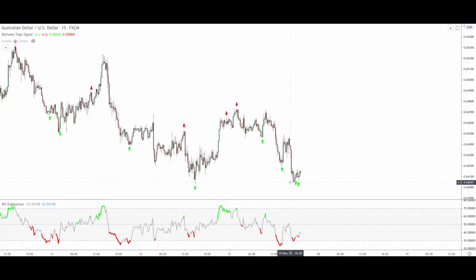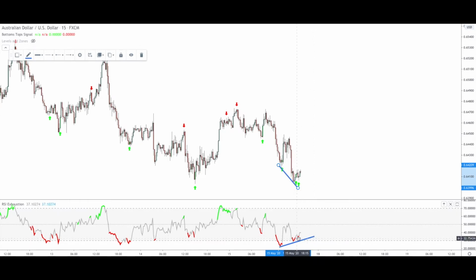Why do I believe this? Well, because in fact we have two bottoms here from the bottom stop signal indicator, and then we also have what we really like to see, which is divergence. As you can see, the RSI was increasing at the same time the price was decreasing. I should draw it here, but you get the idea. The price is decreasing, the RSI is increasing.